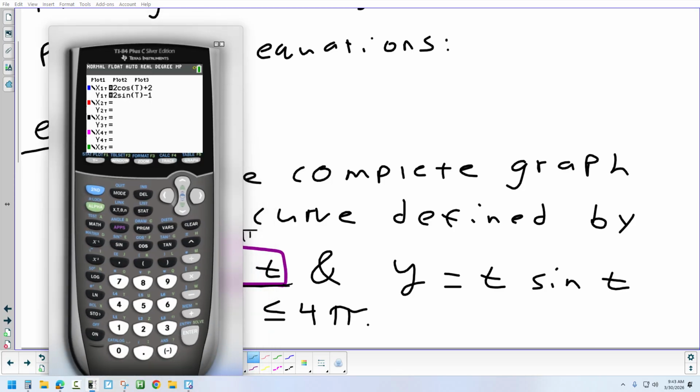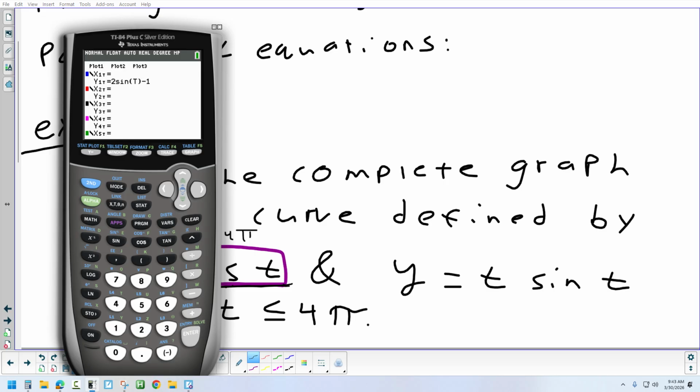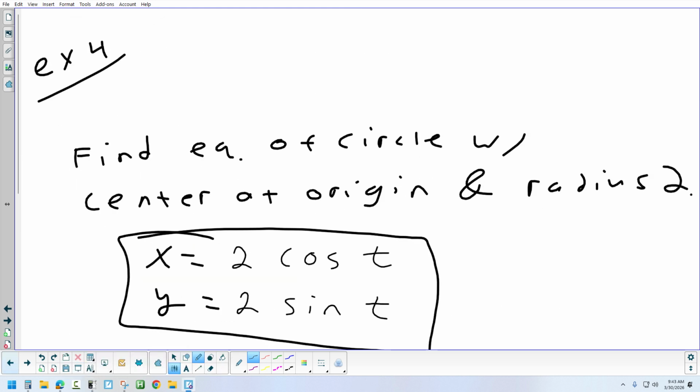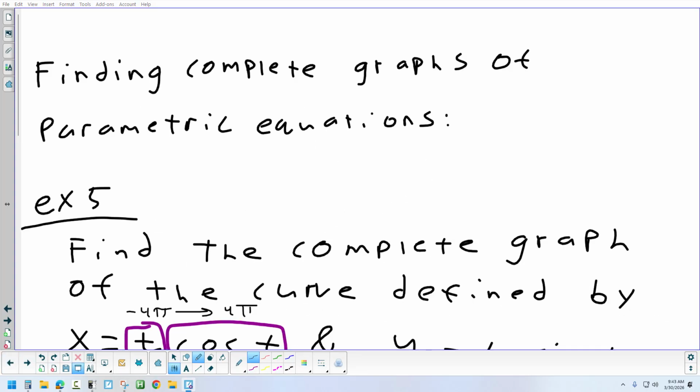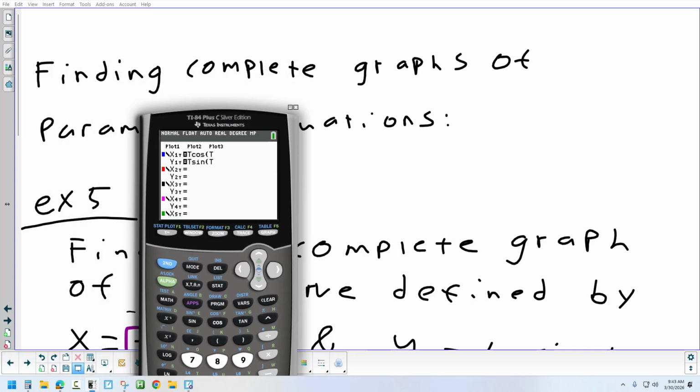Okay, and we're going to plug in t cosine t, and t sine t. Now, it kind of looks like the equation of a circle. X is a number times cosine t, y is a number times sine t. The difference is what's in front here is not a number, it's a constantly changing number.